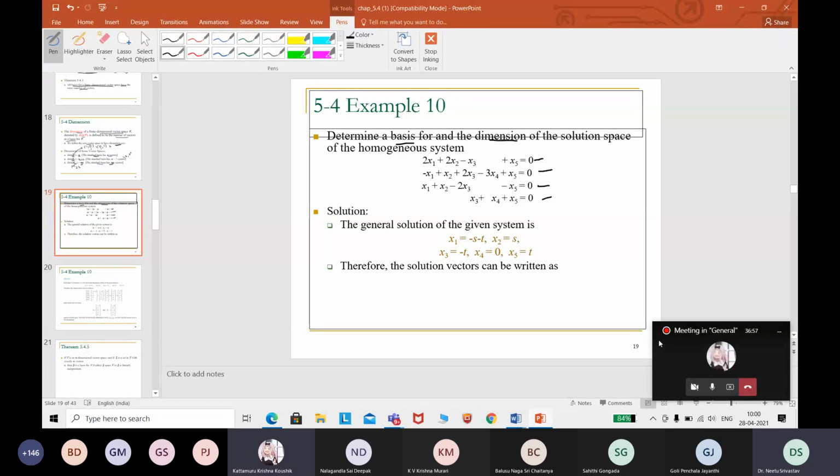I wrote the definition. If Ax = B is a system of linear equations, then the vector x which satisfies these equations is called a solution vector of the system. All elements of x which satisfy that particular system of equations form the solution space. Okay, so the same thing we are going to do now.